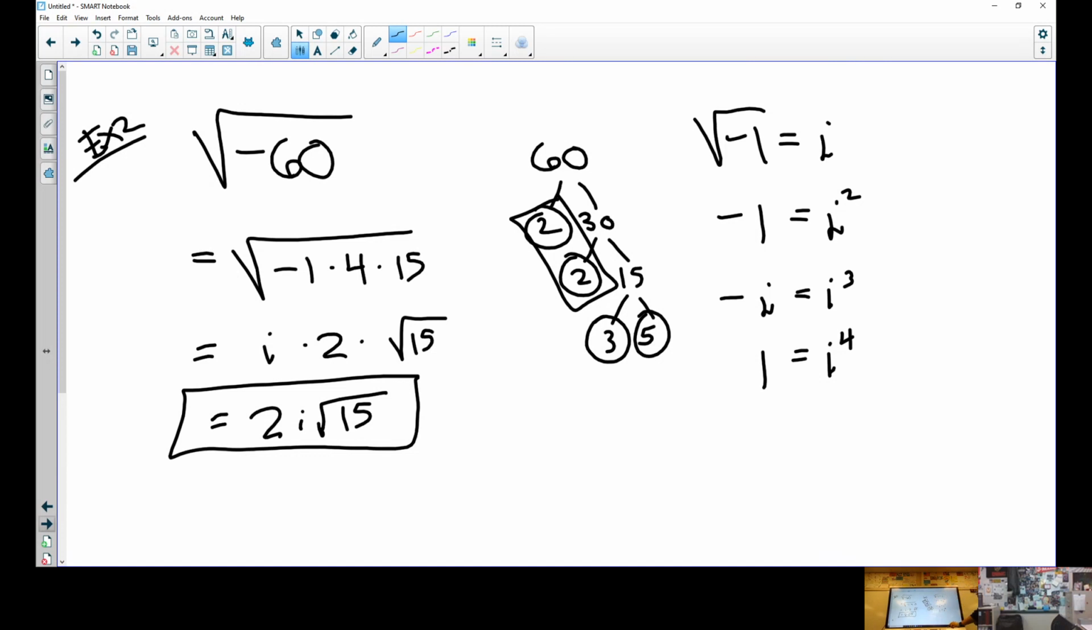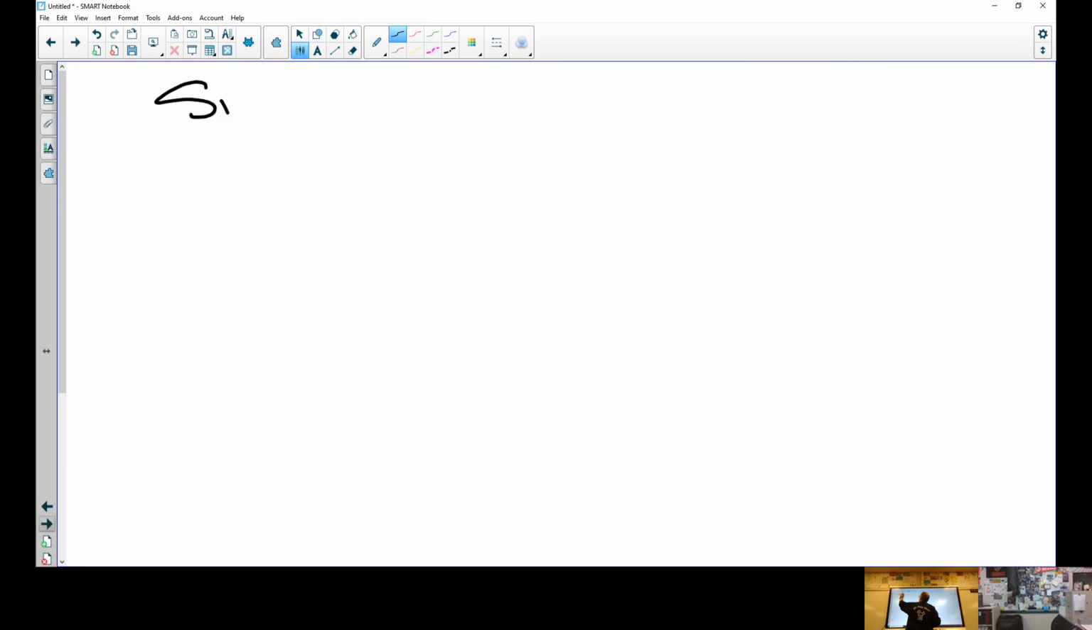Letters, then roots. And we'd get 2i root 15 for that one. All right, so now we have to look at the next step, into having some variables involved. So let's look at another one. Again, same rules. We're doing simplify. And so let's look at example 3.